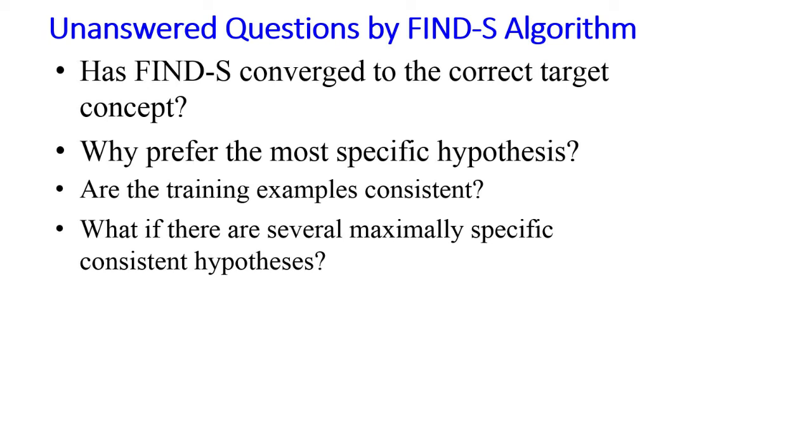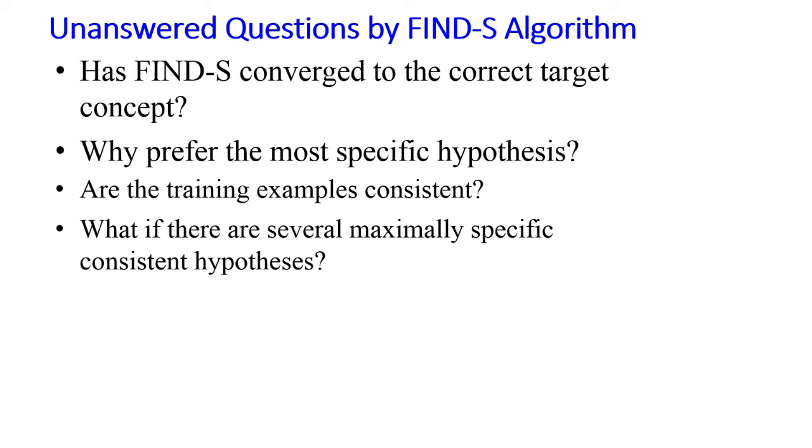The second question is, why prefer the most specific hypothesis? In Find S algorithm, there are multiple hypotheses consistent with the training examples. Find S will find the most specific out of them. It is unclear whether we would prefer this hypothesis over the most general one or some other hypothesis of intermediate generality. The next question is, are the training examples consistent?